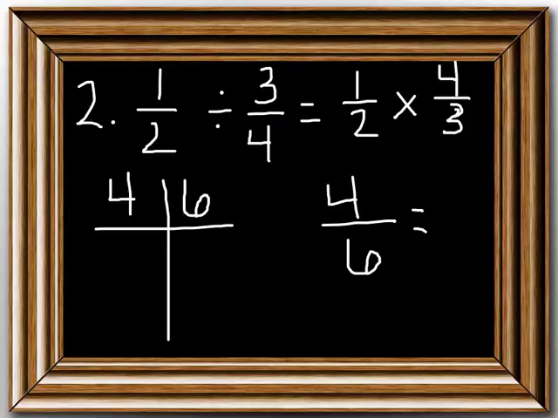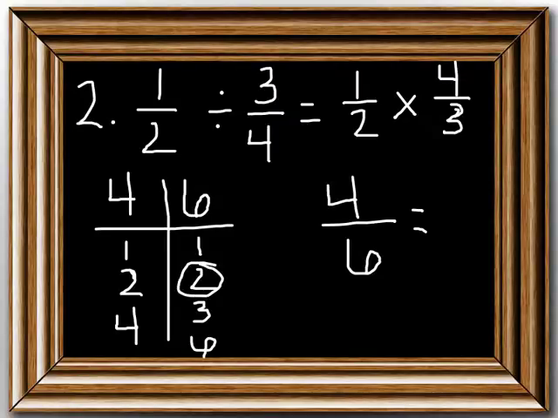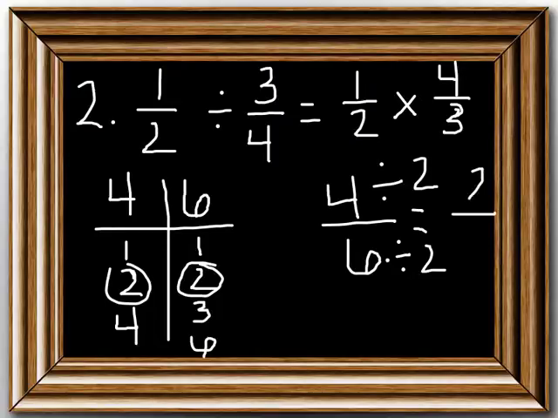They're going to have a factor in common. What numbers can multiply to equal 4? Well, 1 and 4, and 2 times 2. You only have to write 2 once. How about the factors of 6? 1, 2, 3, and 6. What is the greatest one they have in common? I see 2, so I'm going to divide 4 by 2 and 6 by 2. 4 divided by 2 is 2, and 6 divided by 2 is 3. So my answer is 2/3.